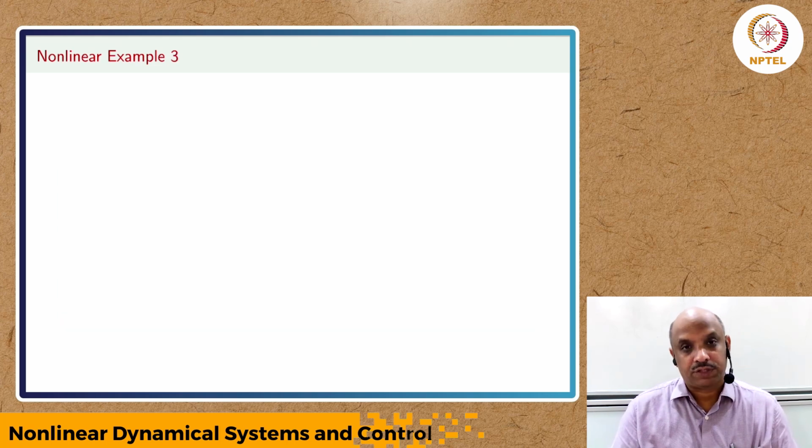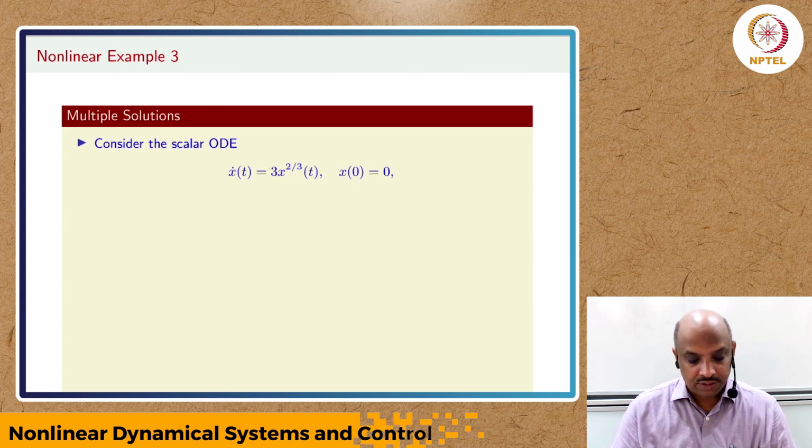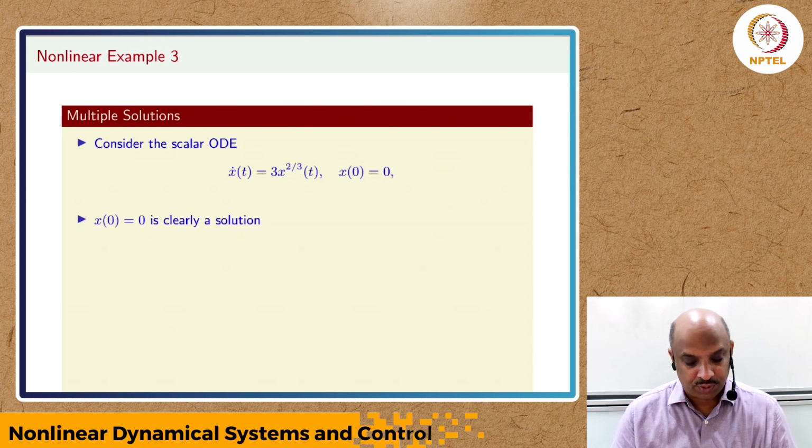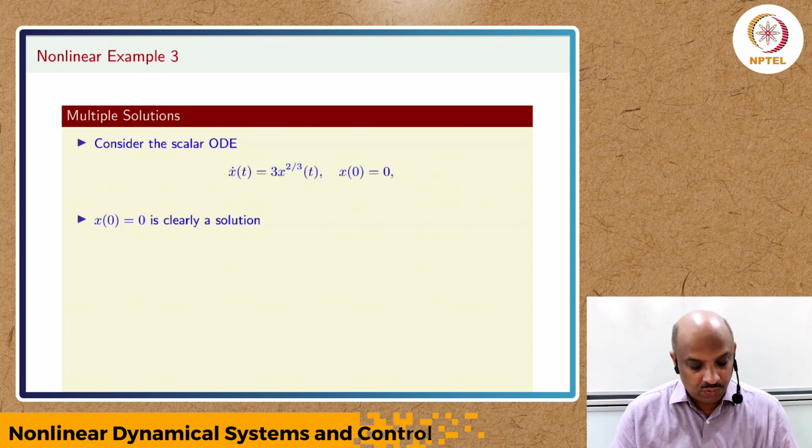Okay, so we have seen a couple of examples where we do not have a solution at all. So what about other possibilities? Well, look at this again exotic looking differential equation: x dot equals 3 times x raised to 2 by 3. Those of you who are familiar with exponentiation know that understanding this exponentiation itself is difficult if you think deeply about it, but we will not get into those details. Let's assume that you understand what they are. But it's such a simple looking ODE.